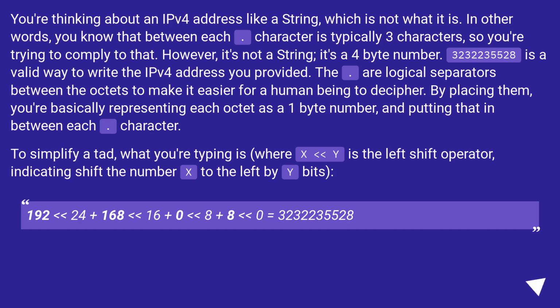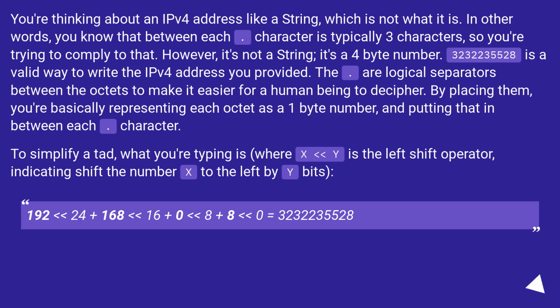You're thinking about an IPv4 address like a string, which is not what it is. In other words, you know that between each dot is typically 3 characters, so you're trying to comply with that. However, it's not a string, it's a 4-byte number. 3,232,235,528 is a valid way to write the IPv4 address you provided. The dots are logical separators between the octets to make it easier for a human being to decipher. By placing them, you're basically representing each octet as a 1-byte number and putting that in between each dot.